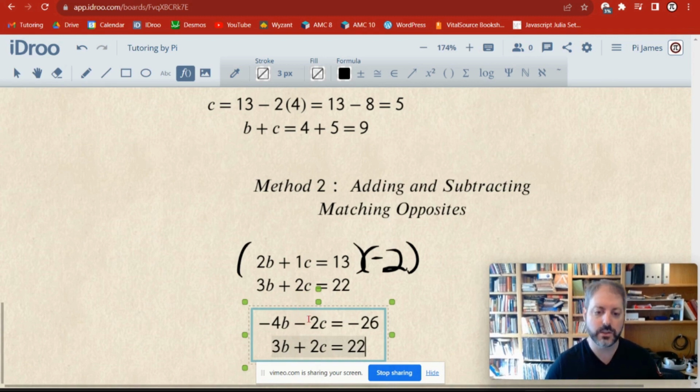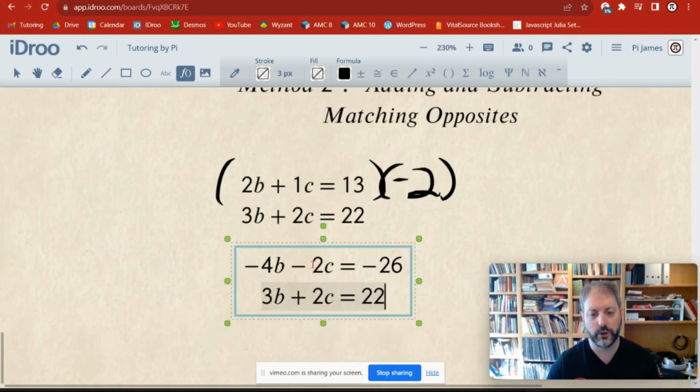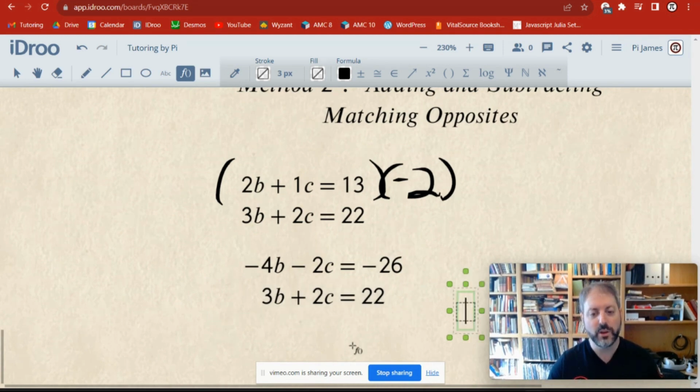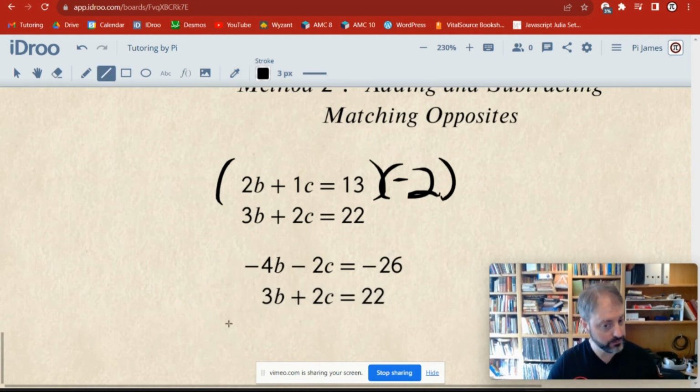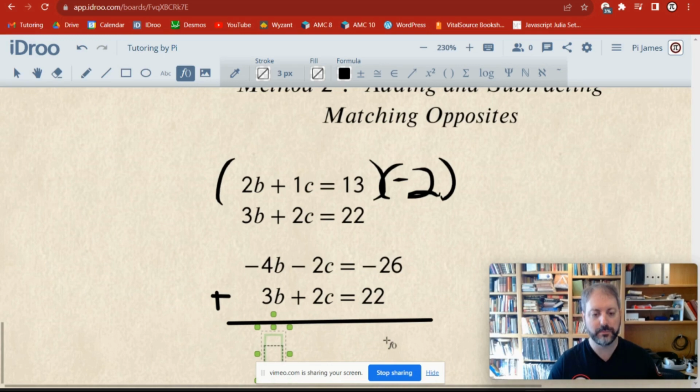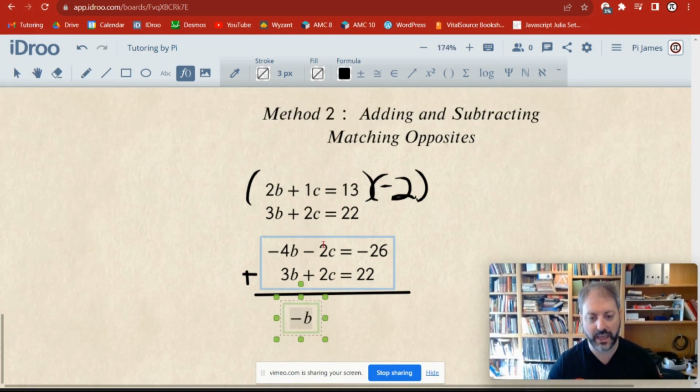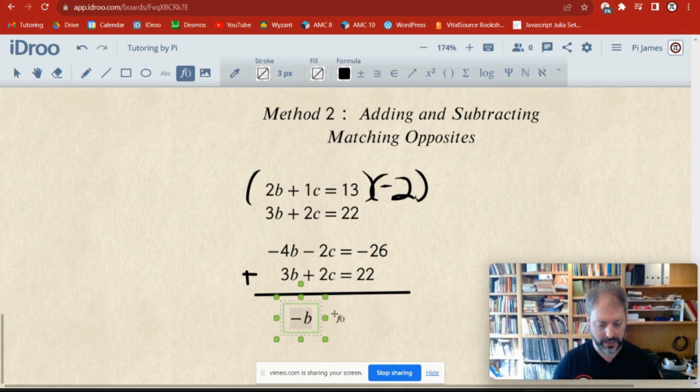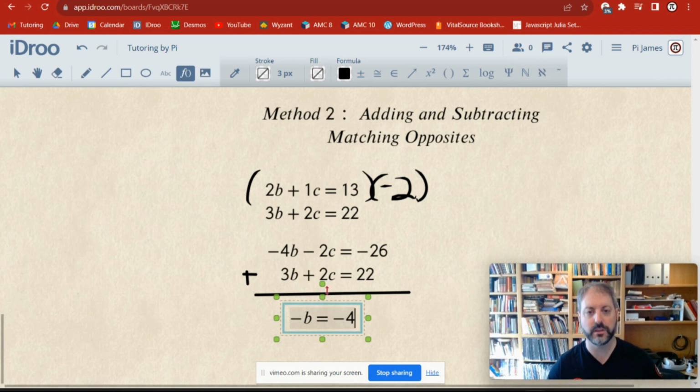Now notice these two coefficients here, they match. They're both 2's, but they're of opposite signs. So when I add the two equations together, we're going to get -4b plus 3b, which is just going to be -b. These two cancel, which is awesome. -26 and 22 make a -4, just like we did in the previous part of this problem. So then b equals 4.